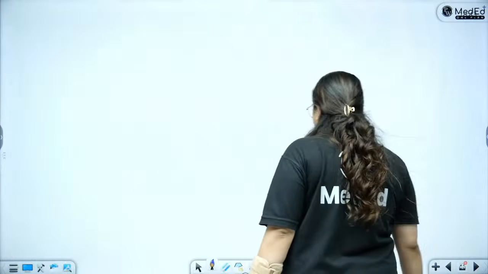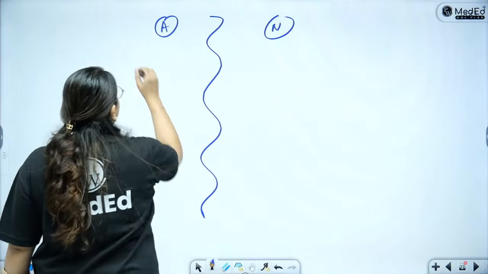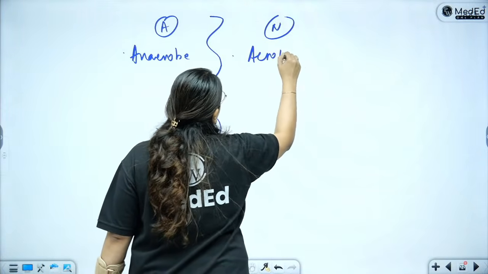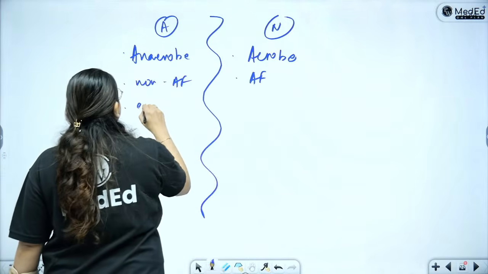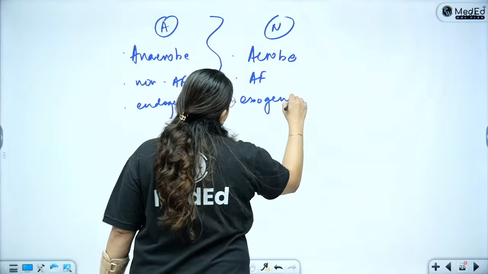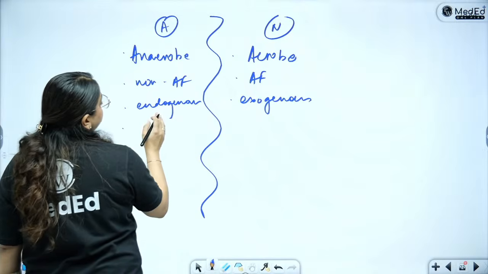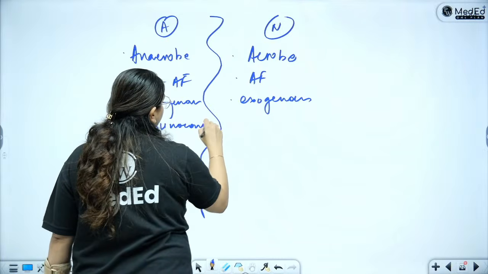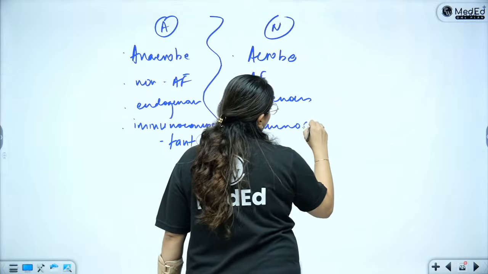So if you are asked to make the differences table between Actinomyces and Nocardia, you can very easily make it now, I hope. This is anaerobe, this is aerobe, okay? This is non-acid fast, this is acid fast. This is endogenous, this is exogenous, right? This happens in immunocompetent. This happens in immunocompromised.